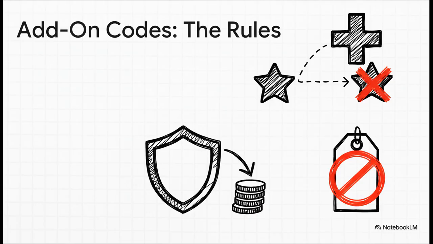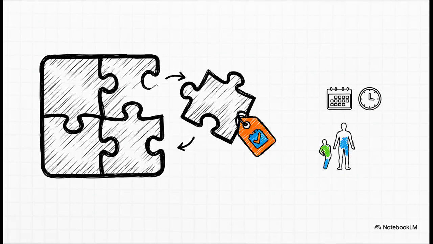Okay, so add-on codes. The single most important rule here, the one you can't forget, is that they are never reported alone. Ever. Think of them as the sidekick. They always need a primary procedure, a hero code to go with them. You'll spot them in your CPT book because they have that little plus symbol right next to them. And since they're supplemental, they're exempt from those multiple procedure payment reductions, which means you never, ever stick a modifier 51 on them.